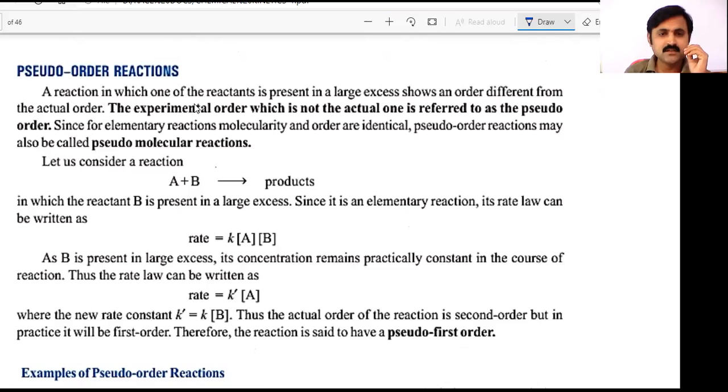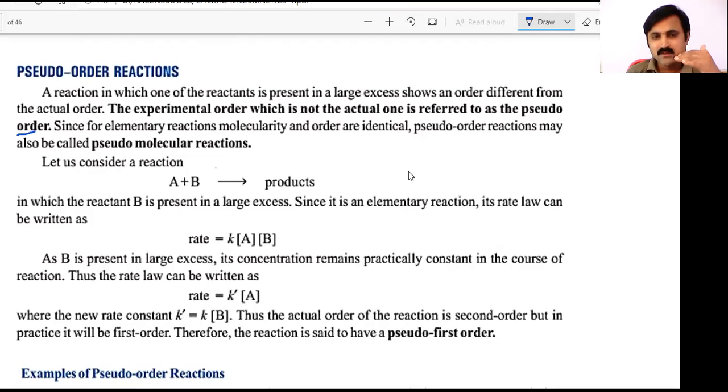Let us see the reaction in which a reactant is present in large excess and shows an order different from the actual order. The experimental order, which is not the actual one, is referred to as pseudo first order reaction. That means usually it looks like a higher order reaction, but it is a lower order reaction. In an elementary reaction, molecularity and order are identical. In that case only, pseudo order reactions may also be called pseudo molecular reactions.